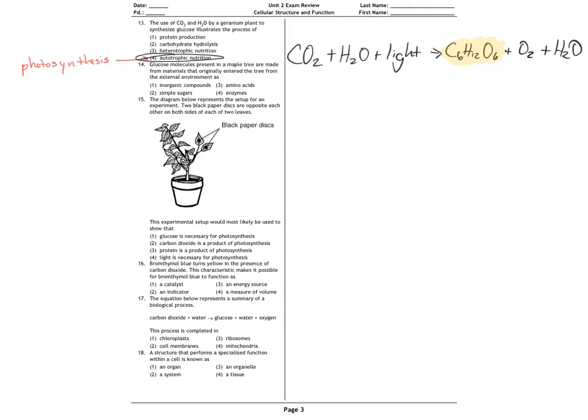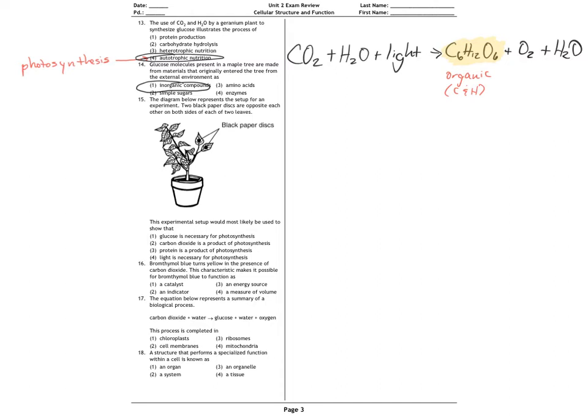Glucose is an organic compound because it contains both carbon and hydrogen. So it's organic, but all the things that you see on the left-hand side of the equation are inorganic because they don't contain both carbon and hydrogen. Which means that our best answer is choice 1 because this organic compound, glucose, is made from inorganic compounds.